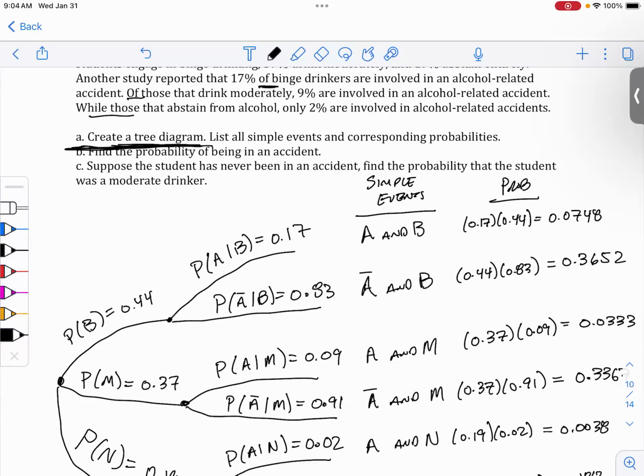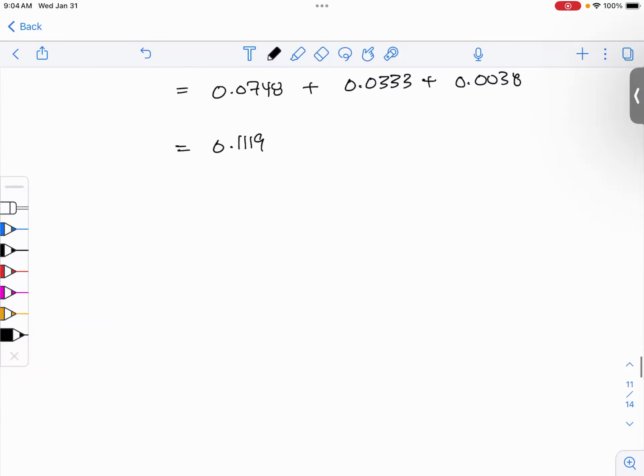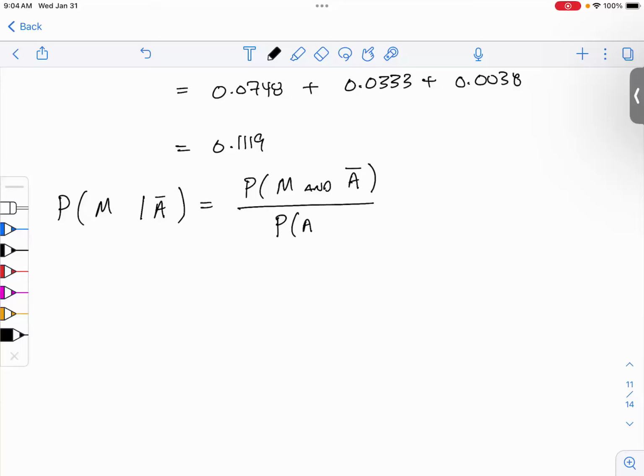So this is another given. Suppose, all right? That is a subtle way of saying given. Suppose the student has never been in an accident. Given the student has never been in an accident, find the probability they were a moderate drinker. Then we use our definition of conditional probability, which is the joint M and not A divided by the probability of not A.